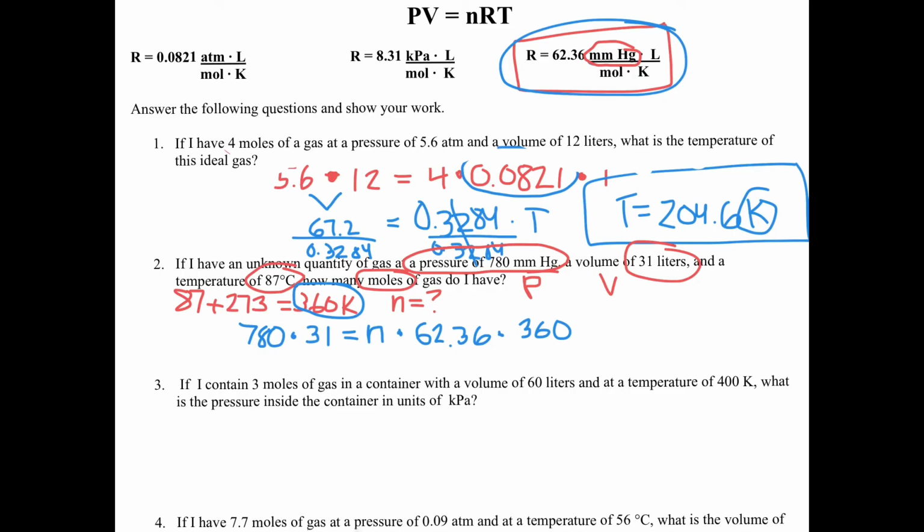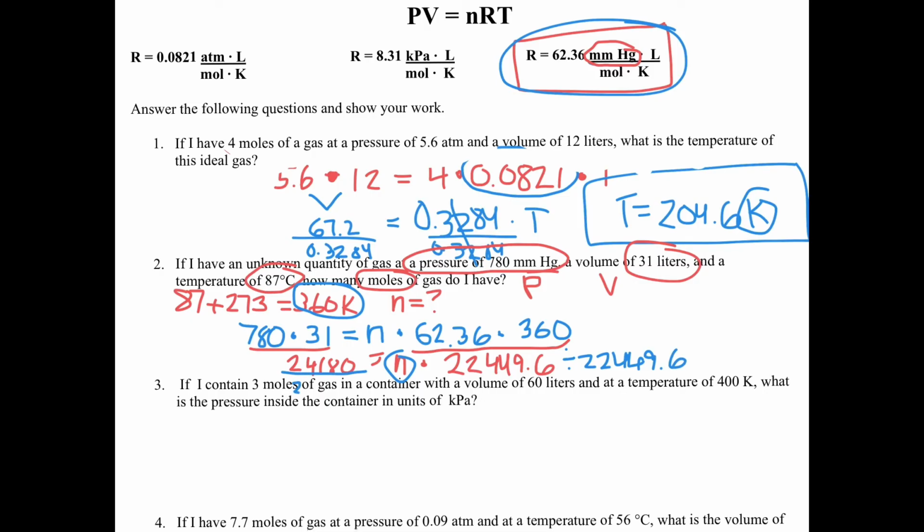All right, well, if we do our algebra and move forward, let's do our 780 times 31. If we multiply those two together, we end up with 24,180. It's going to be equal to N times, and let's multiply these two. 62.36 times 360 is going to give us a big number, 22,449.6. All right, now that we have that, how do we get N, the variable, all by itself? It's simple. We're going to divide both sides by the 22,449.6.